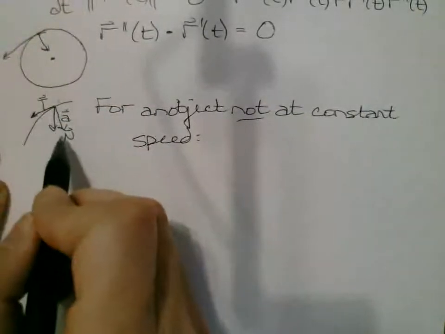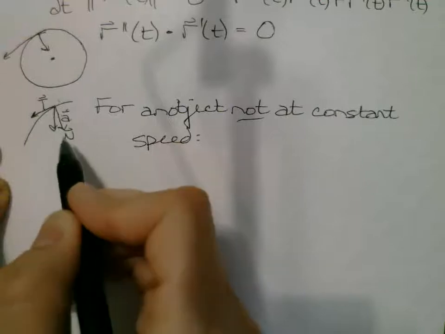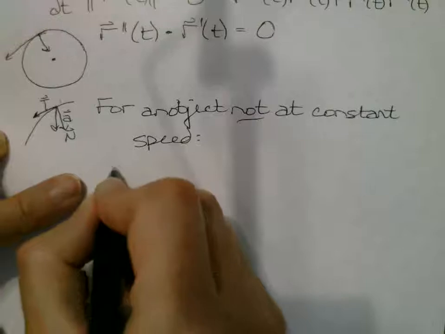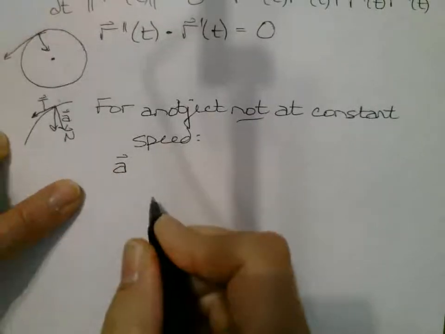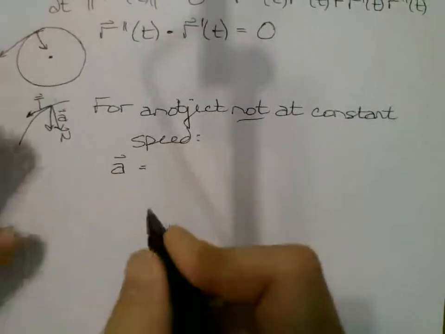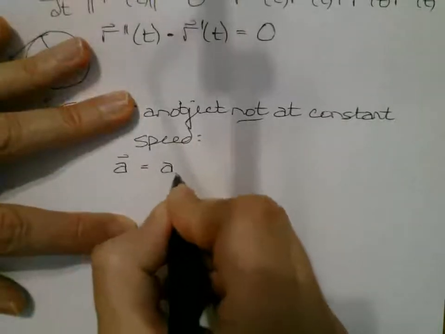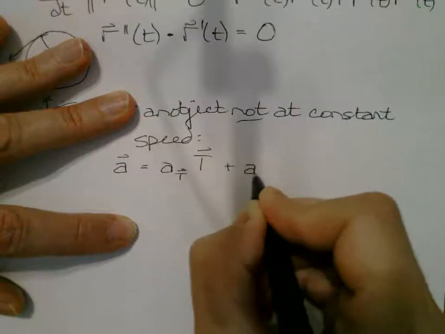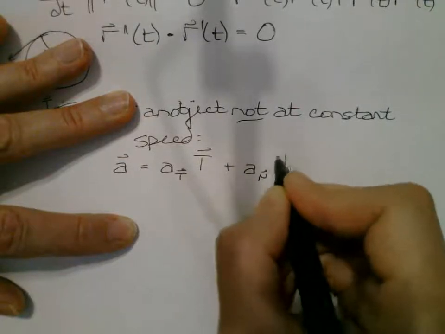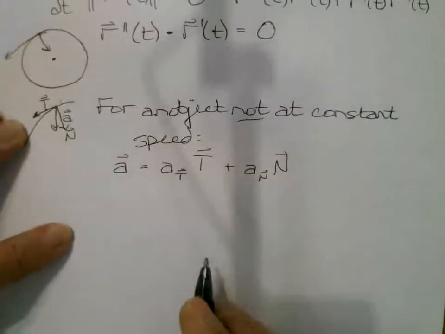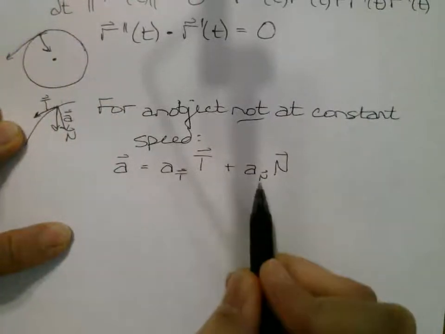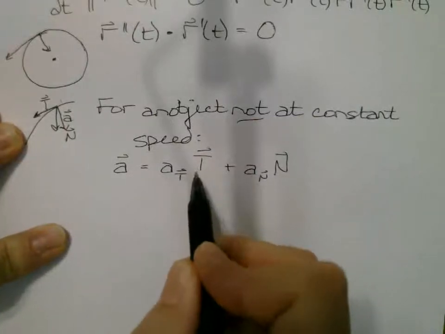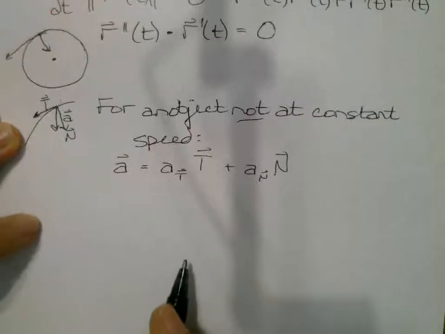These two components we're going to call the tangential and normal components of acceleration, hence the title at the top. So what we just said is I can take the acceleration and break it into a part that's in the same direction as the tangent vector, and a part that's in the same direction as the normal vector to the curve at the point that I'm looking at. So these tangential and normal components of acceleration are scalars multiplied by the tangent and normal vectors respectively.